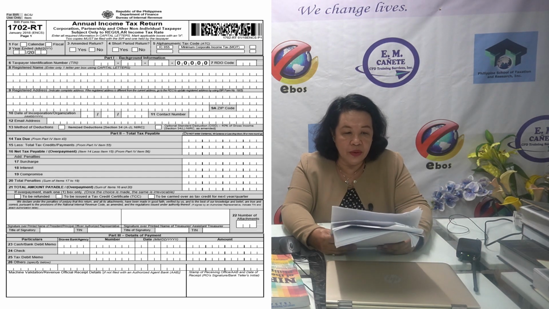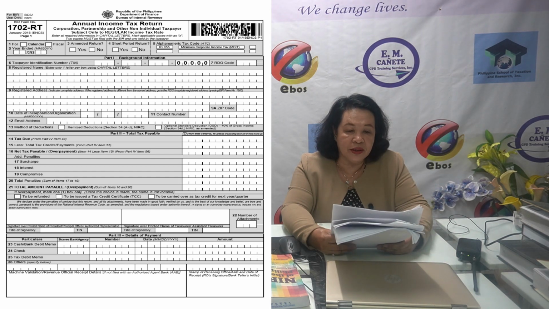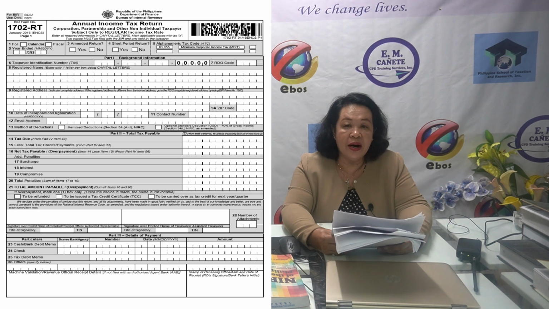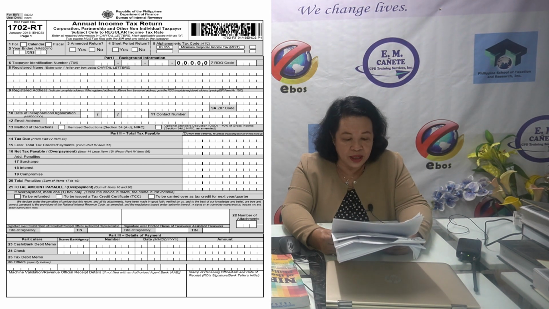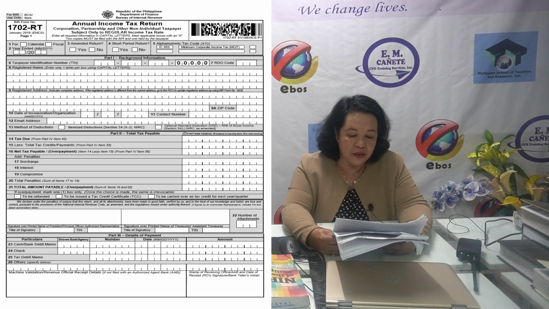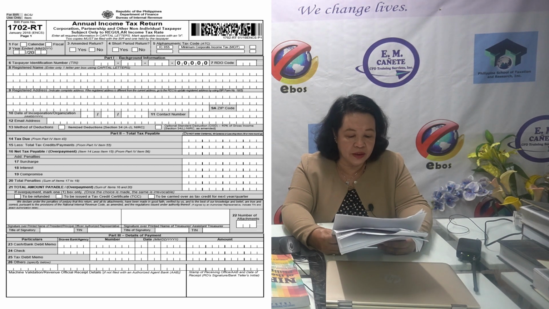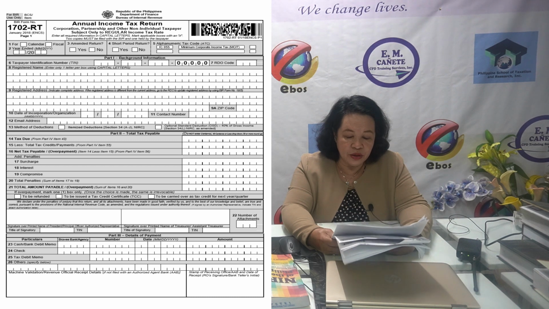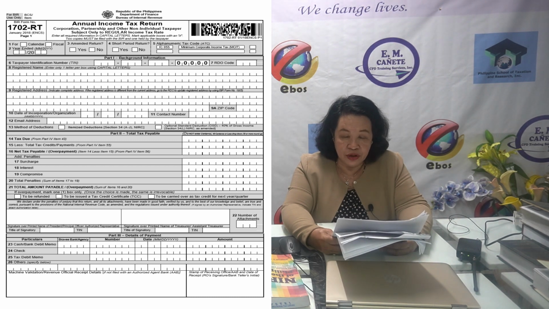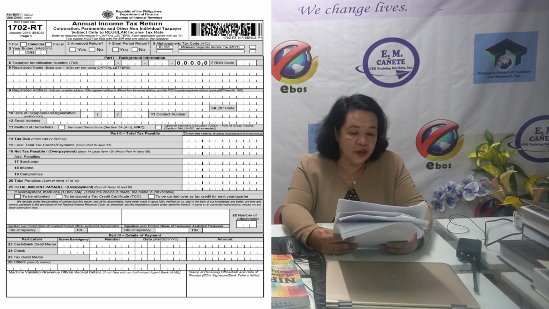You can note that this is a corporate income tax return, so there are 2 persons required to sign. The first is the president or the principal officer or the authorized representative. So you have here the title of signatory of the officer and the tax identification number. The other officer required to sign is the treasurer or the assistant treasurer. So there is also a title of signatory and the tax identification number.